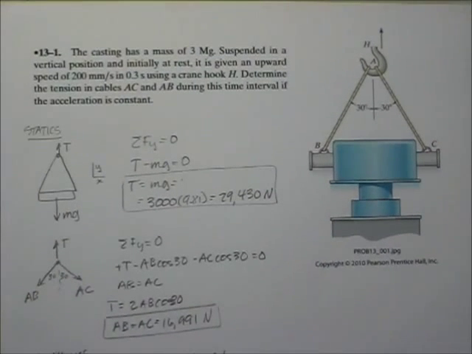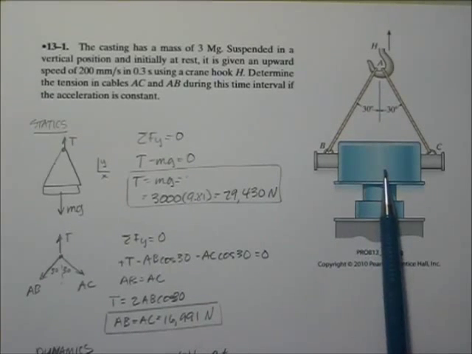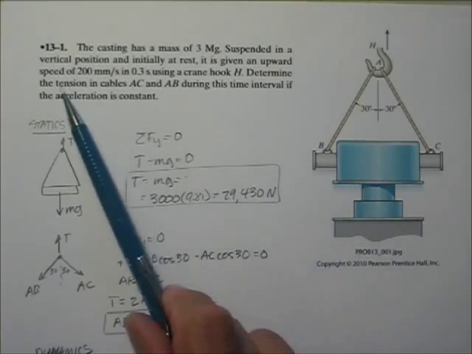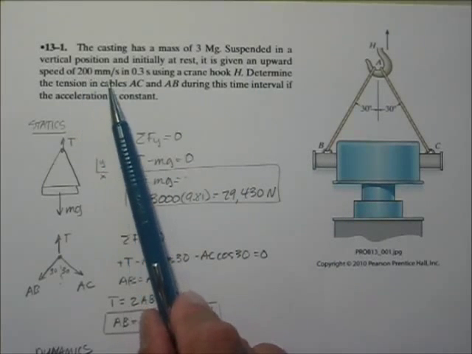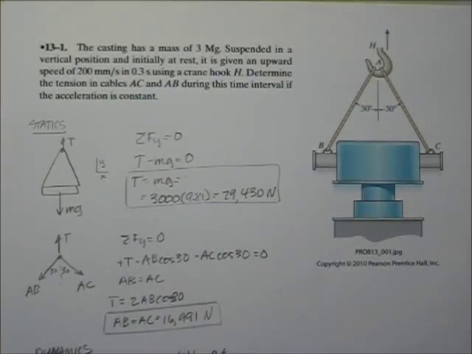All right, with that, let's try a little problem. Here's a problem of a large weight being hoisted up with the tension in this direction, and it's given some details in the problem. The casting has a mass of 3,000 kilograms, suspended in the vertical position. It's initially at rest. It's given an acceleration, basically a speed upward, that it gets within 0.3 seconds, and that's a constant acceleration. We need to determine the tension in the cables.